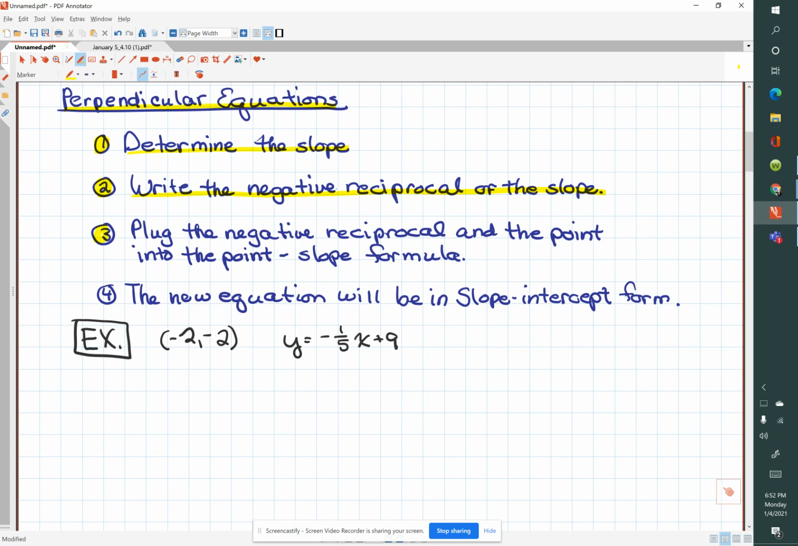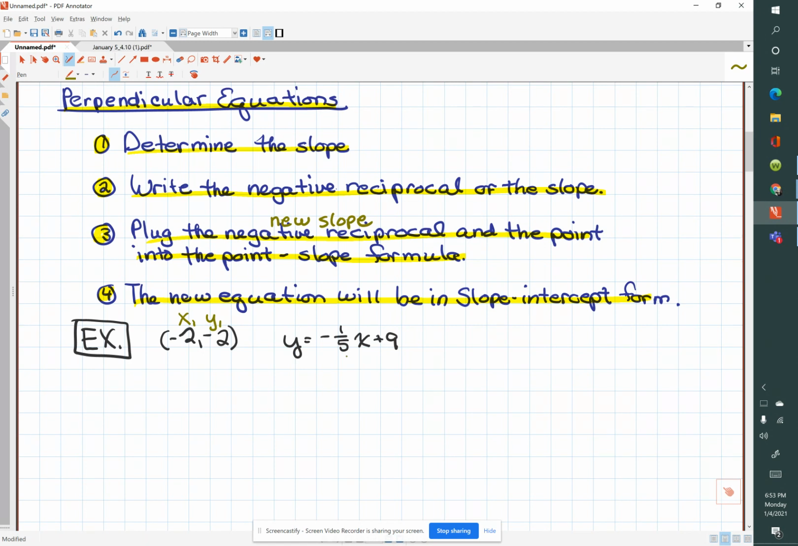Then, just like the parallel lines, we need to plug the negative reciprocal and the point, so the new slope. Okay, the negative reciprocal is the new slope. We need to plug that into the point slope formula, and our new equation will be in slope-intercept form. So let's work with this example. I'm given the point -2, -2, and that's my x1, y1, and I'm given the equation y equals -1/5 x plus 9.